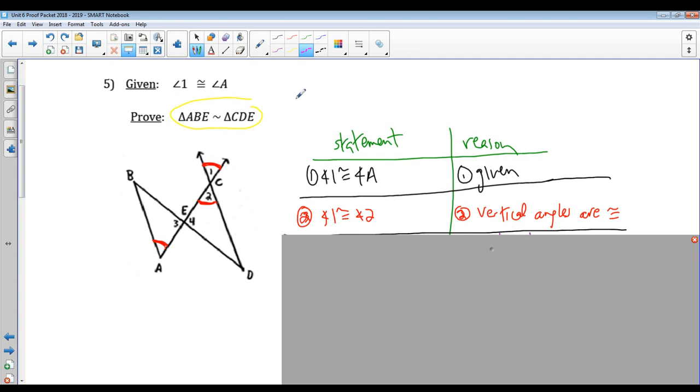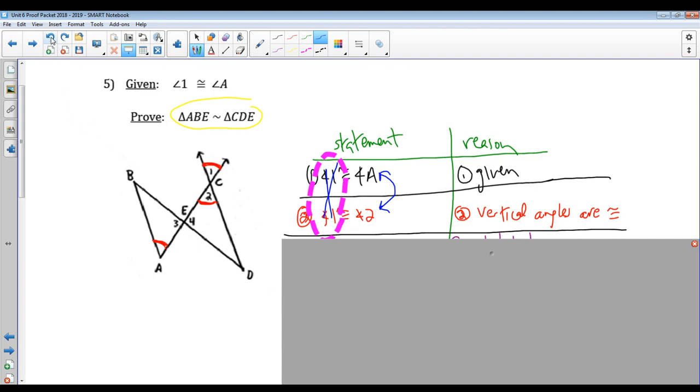So hopefully you notice something interesting here. If I look at statement 1 and statement 2, you see how angle 1 shows up in both of those? That's really meaningful. So if I know angle 1 is congruent to angle A, and I also know angle 1 is congruent to angle 2, I can basically cut out the middleman. The example that I always talk about in class is, if angle A owes angle 1 $1, and if angle 1 owes angle 2 $1, we can kind of cut out angle 1 and just give that dollar to angle 2 right away.